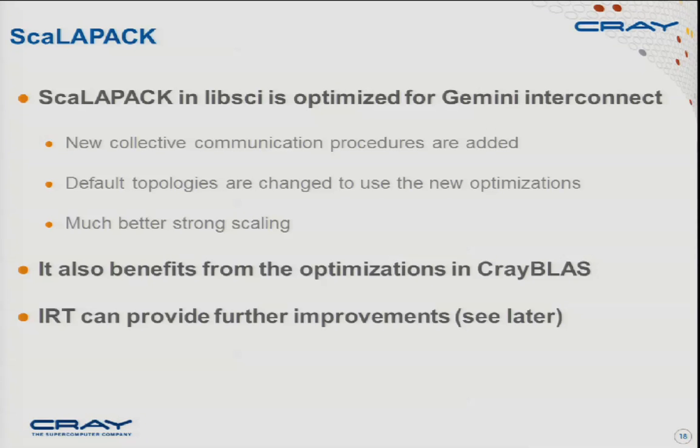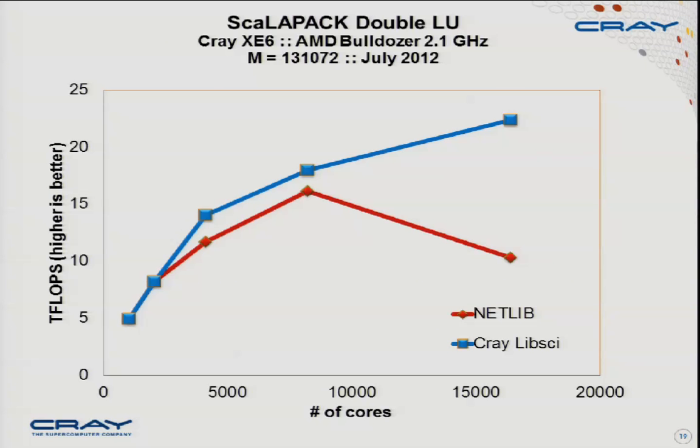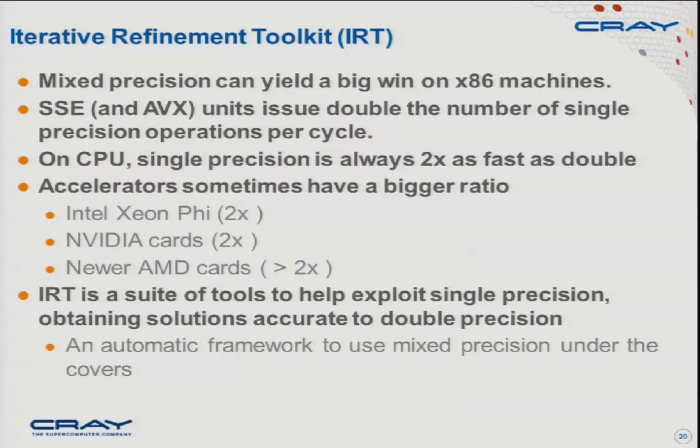For ScaLAPACK, in this case, it's still optimized for Gemini. It's still missing the optimization for the new network, but they are working hard on that. So you can imagine there is good scalability. It's also based on optimization from BLAS. And then there is this tool, which I will show you later on, which is a way to include single precision, double precision, mixed, so that you can get the best performance on this system. Here you can see the comparison of the two libraries in a big system, still for the Cray XC, so the ROSA system. You can see that we still have scalability with a large number of nodes. As I said, this is still being worked on for the new system, but we will see these numbers soon.